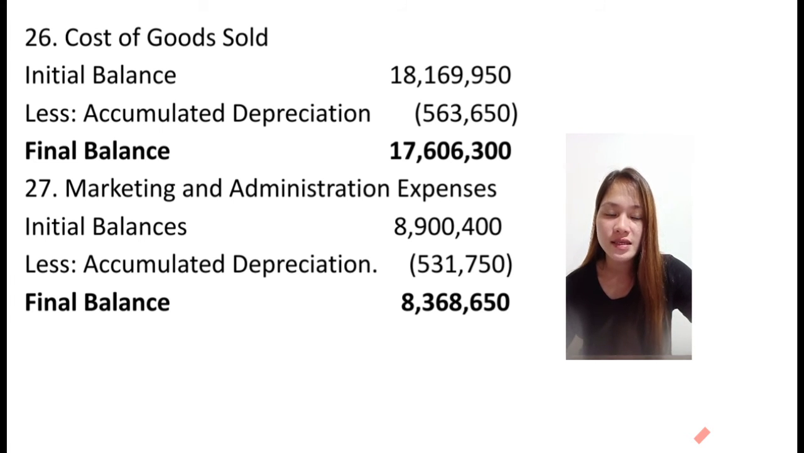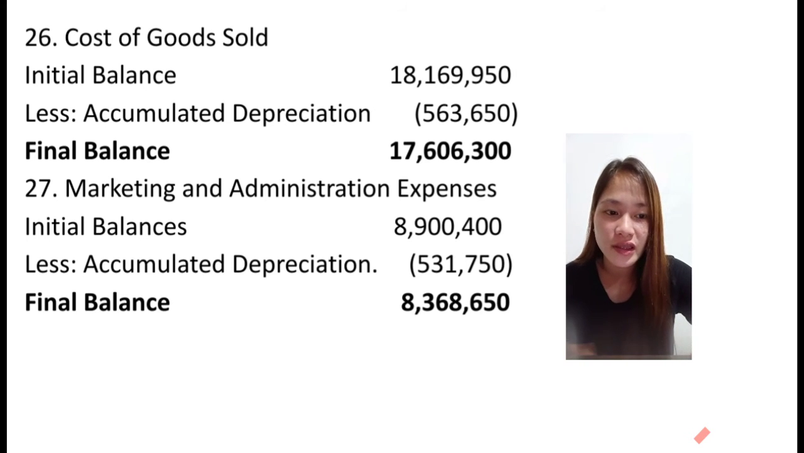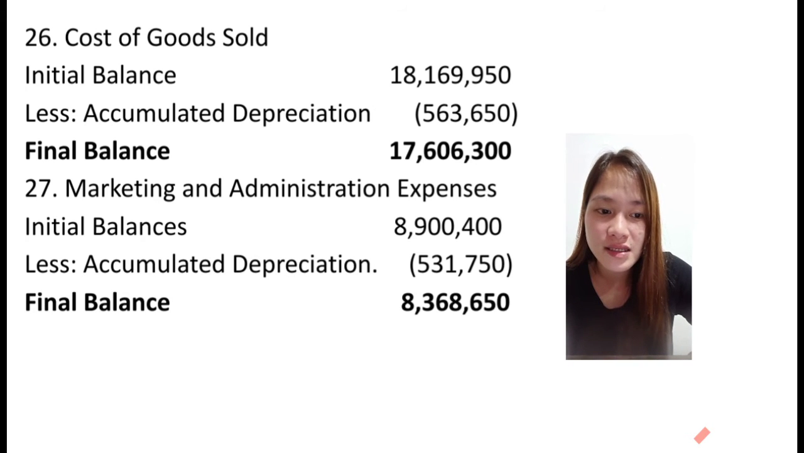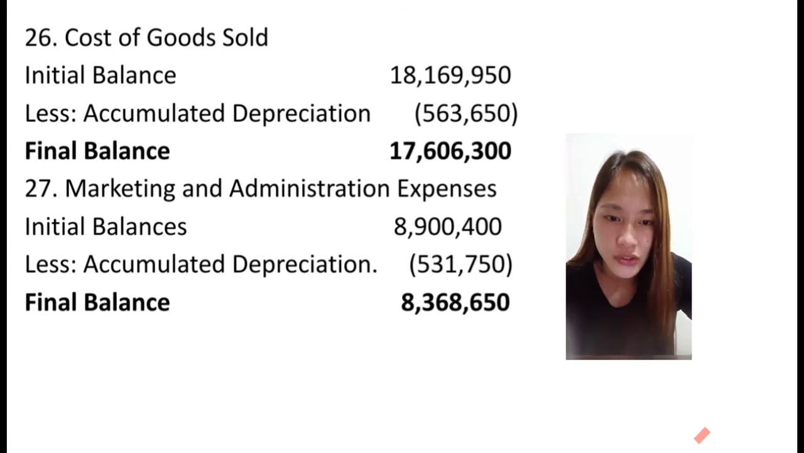Number 26, cost of goods sold. The initial balance is 18,169,950, less the accumulated adjustment 563,650 pesos. So the final balance is 17,606,300 pesos.